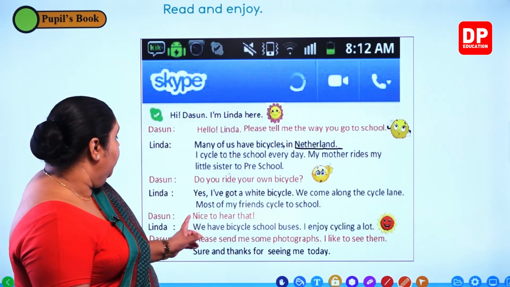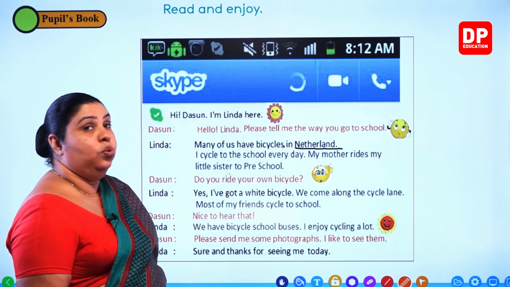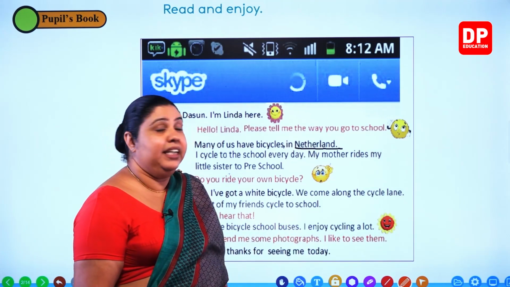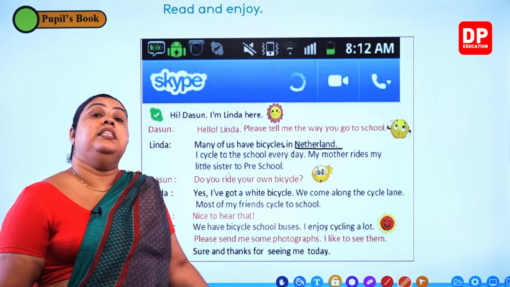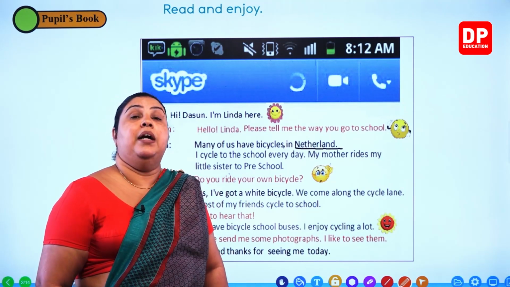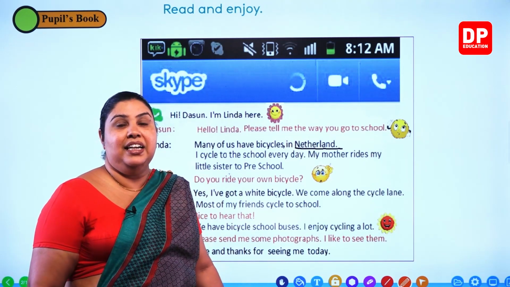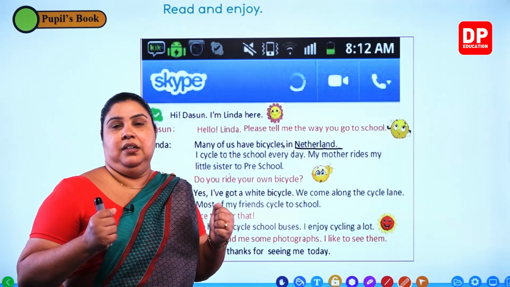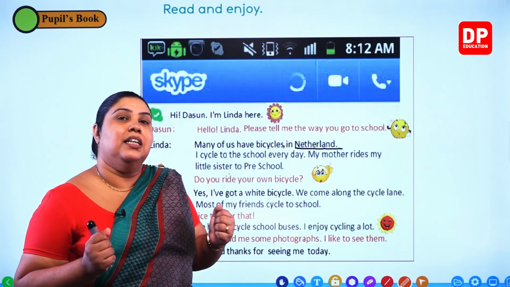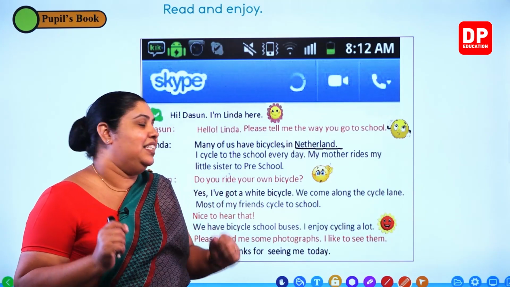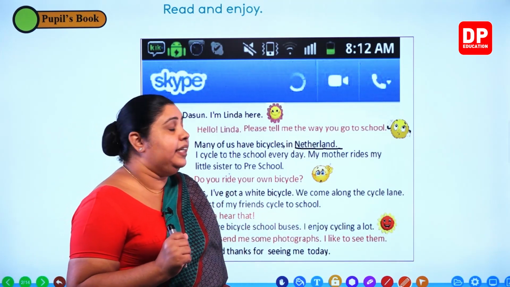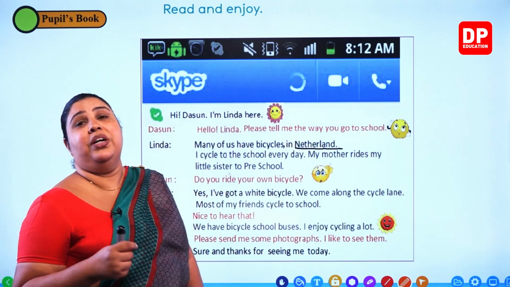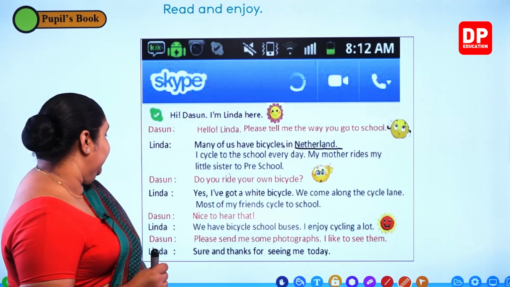Linda says, we have bicycle school buses. I enjoy cycling a lot. අපේ රටේ තියෙනවා bicycle school buses. අපි දැන් පුතේ ස්කූල් බස් එකක් කිව්වහම බස් එකක් නේද? දැන් එහෙ තියෙනවලු bicycle school buses. I wonder how that bicycle school bus looks like. No, let's wait and see. I enjoy cycling a lot. මම නම් හරි ආසයි bicycle පදින එක enjoy කරනවා කියලා ලින්ඩා කියනවා.